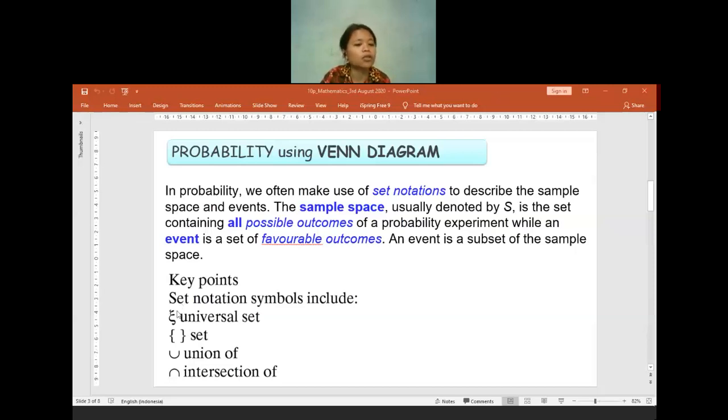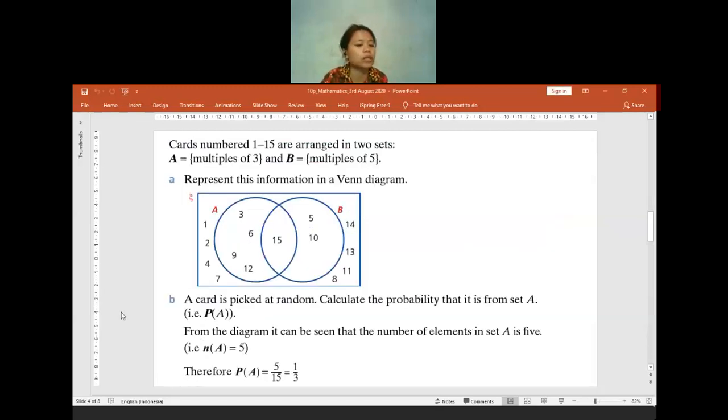So in here, you know that this is the universal sign, and then this is the curly bracket. This is the sign for the set, and then the symbol that looks like U, we call it union. Union means all together, and the symbol that looks like the letter N, we call it intersection. If it is intersection, we take the same spot. So maybe to make it easier, I will show you with the question in here.